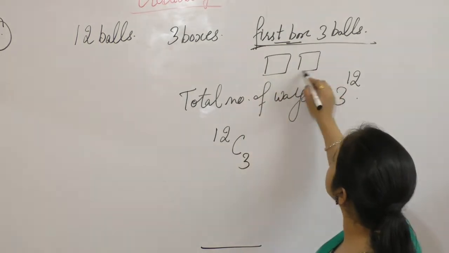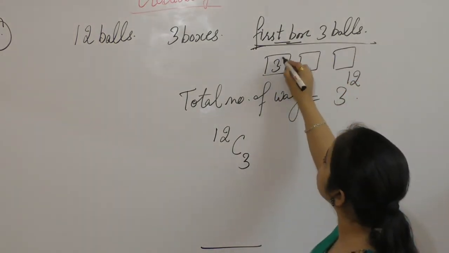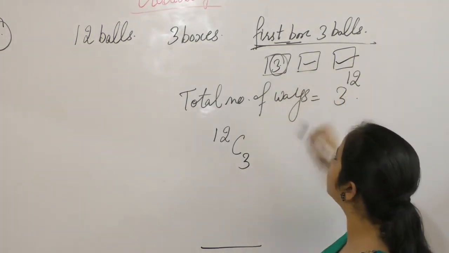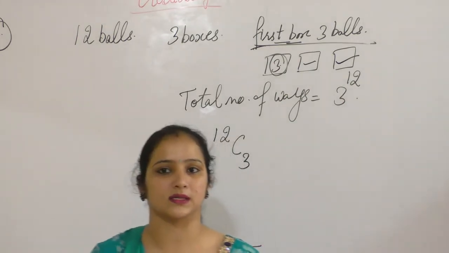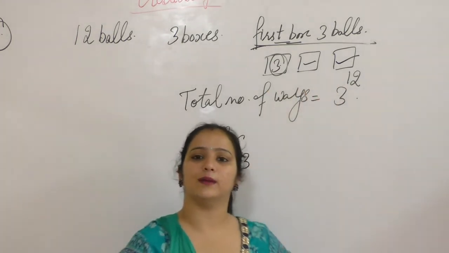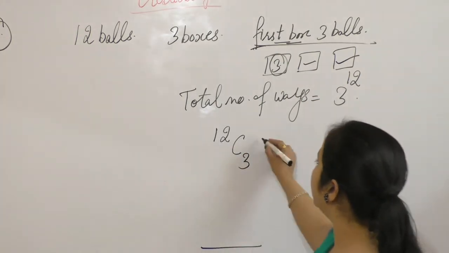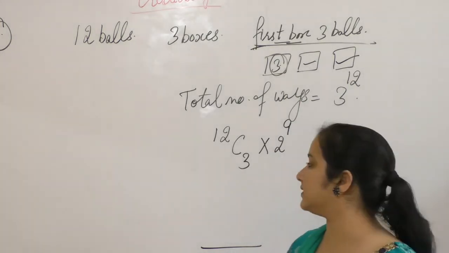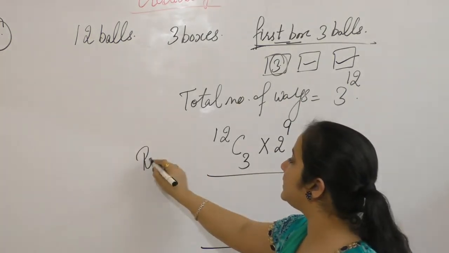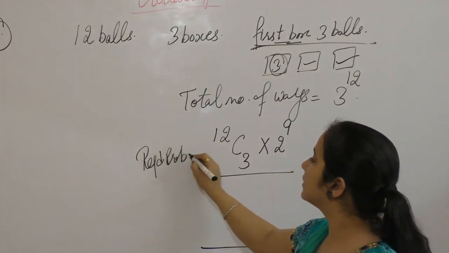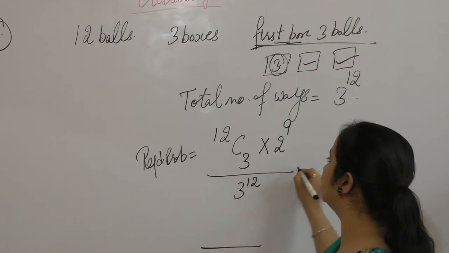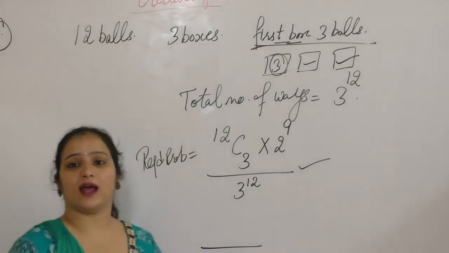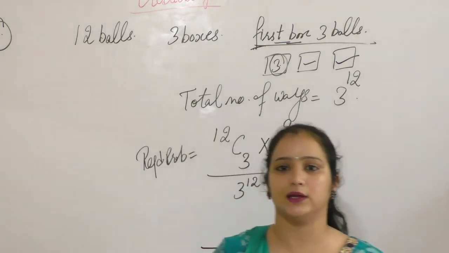These are 3 boxes. In the first box, 3 balls out of 12 have come. 9 balls are remaining and we have to put these balls in the other 2 boxes. So we can arrange these 9 balls in 2 boxes in 2 power 9 ways. So the required probability is the number of favourable ways upon 3 power 12. Is it clear? What we have given is that 12 balls are distributed among the 3 boxes.